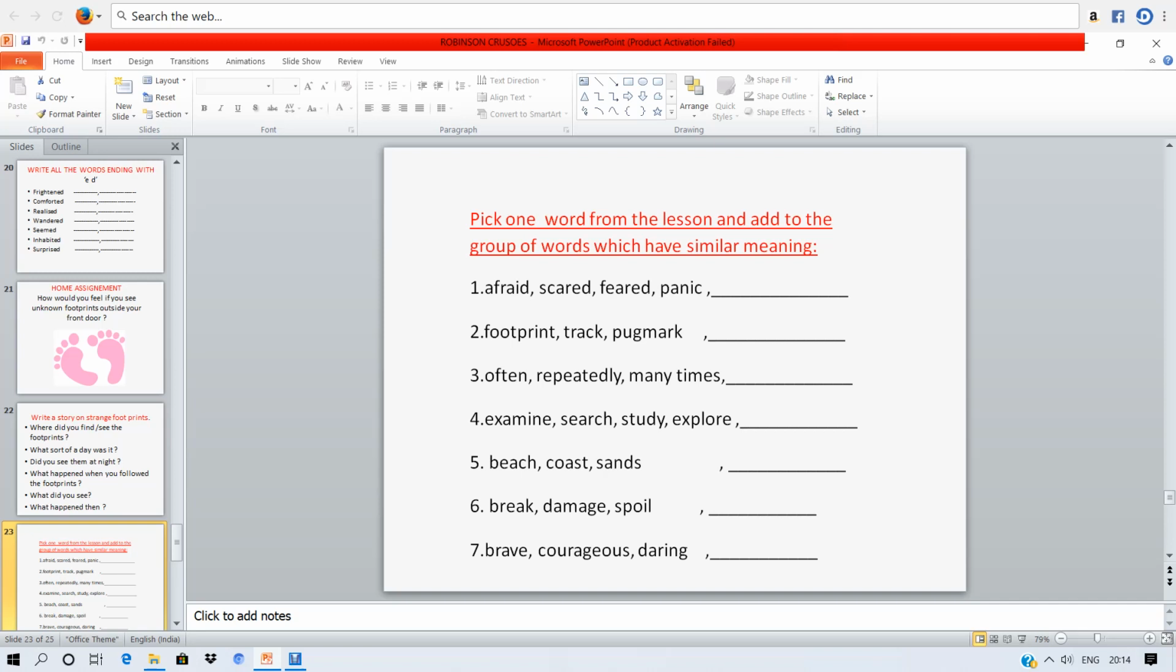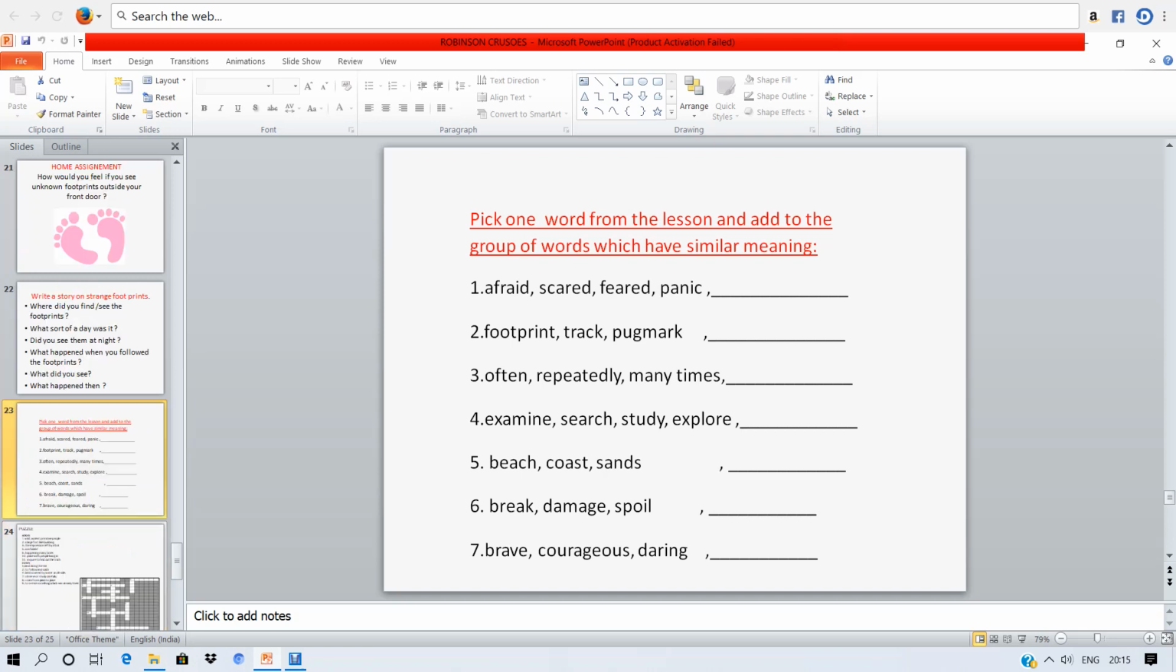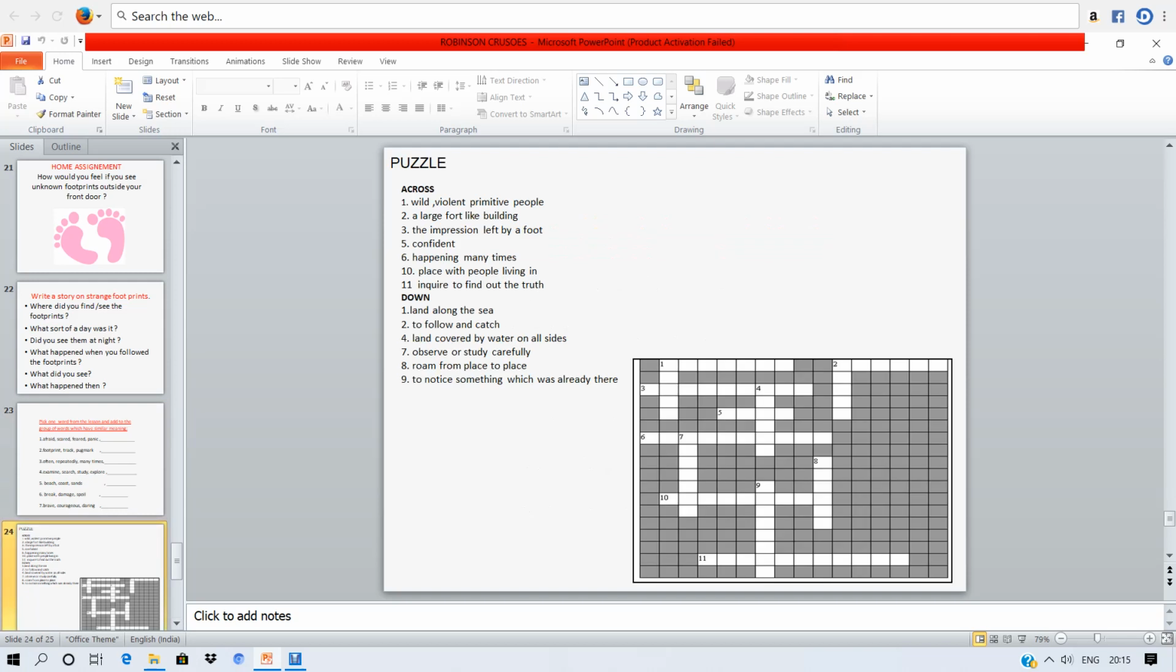Next is beach, coast, sand. Sixth is break, damage, spoil. Seventh is brave, courageous, and daring. So this is the activity sheet given by me for you, and you have to search from the book and write the answer. This is one more very interesting work.